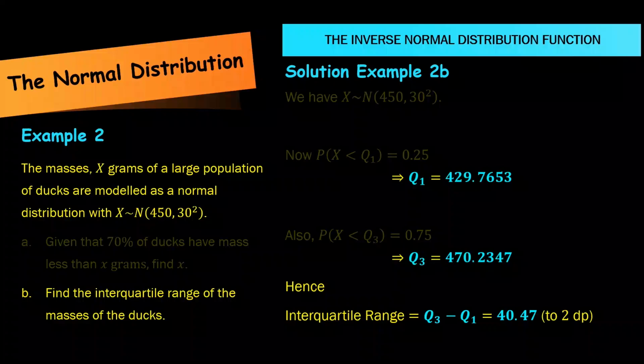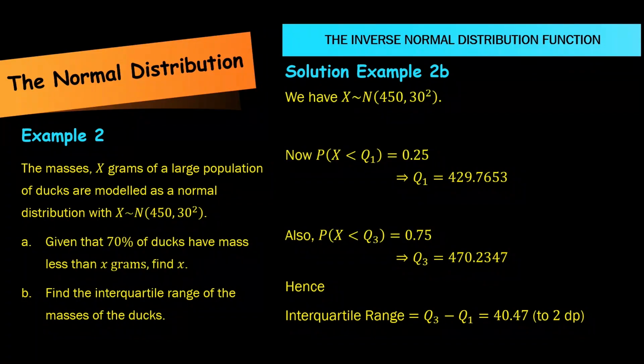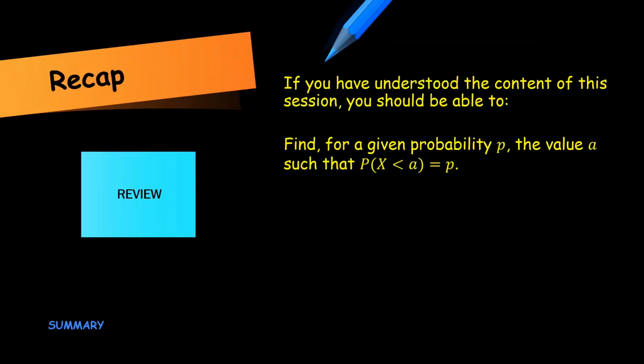This brings us to the end of this session. If you have understood its contents, you should be able to find, for a given probability P, the value A such that the probability that X is less than A equals P.